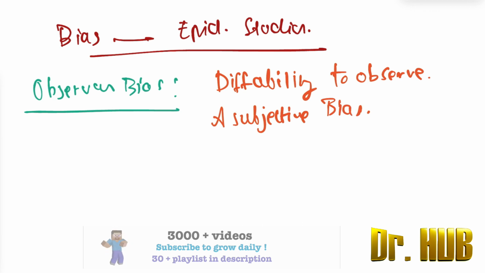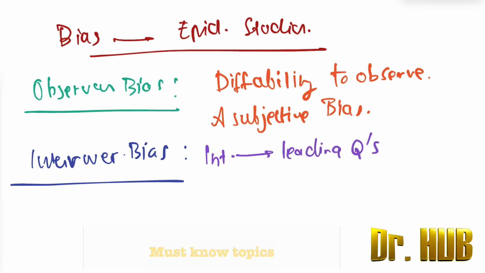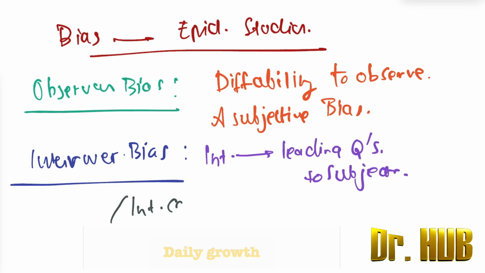Next, we move on to the interviewer bias. What is meant by the interviewer bias? The interviewer asks leading questions to the subjects, or interviews cases more thoroughly than the controls.